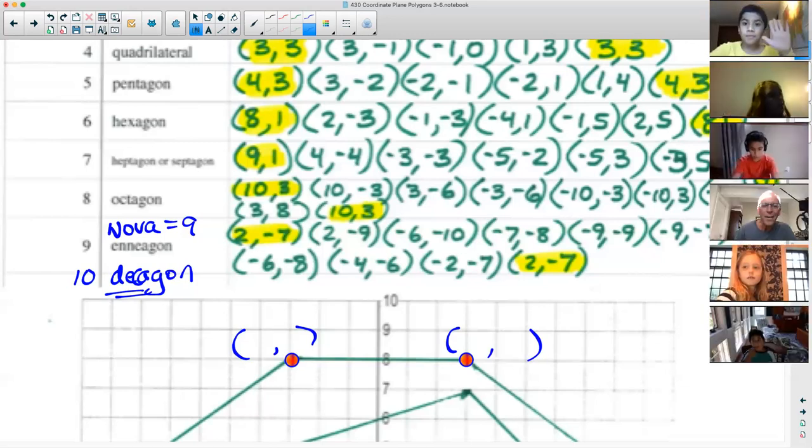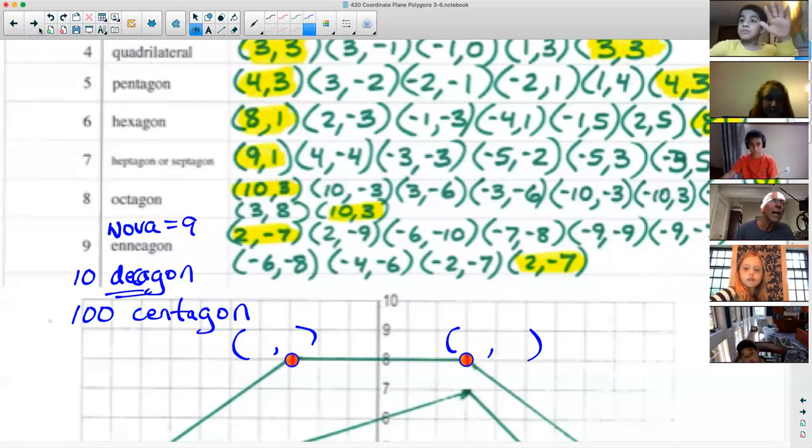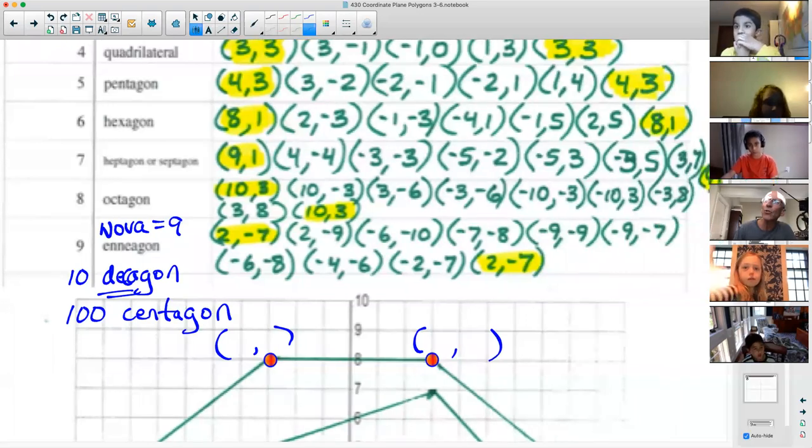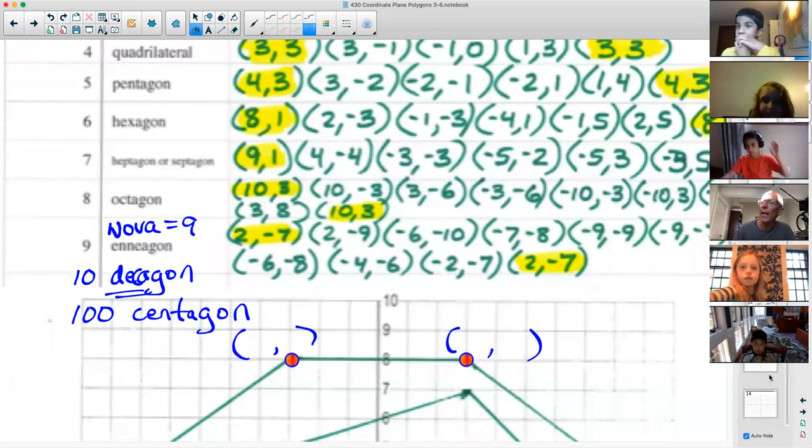Go ahead, Claire. It's Santa. Yes, a 100-sided polygon is called a centagon. Wait. And you know what I'm thinking, guys? Can everybody please do me a favor right now?